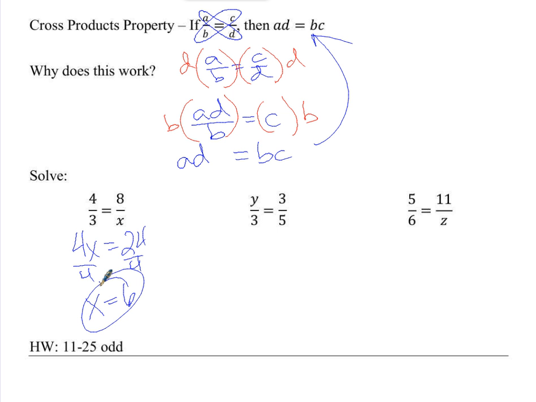Before we go on, I want to take a look at this. We have 4/3 equals 8 over x, and I just figured out that x is 6. So now what I have here is 4/3 equals 8 over 6. Is that a true statement? Yeah, because I have 8/6, and if I reduce 8/6, I get 4/3. Okay? That's all proportions are.